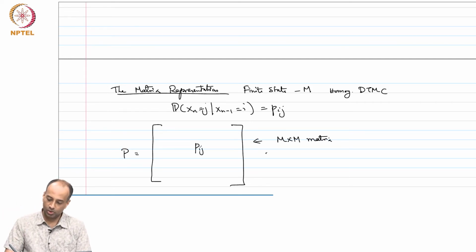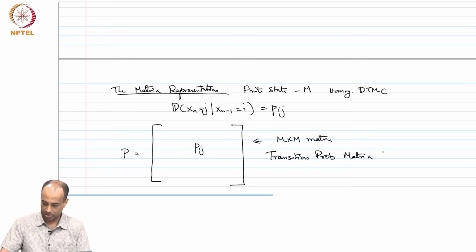Okay. This is known as the transition probability matrix. Okay.